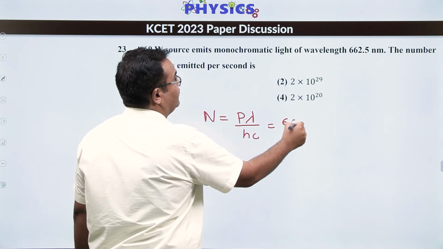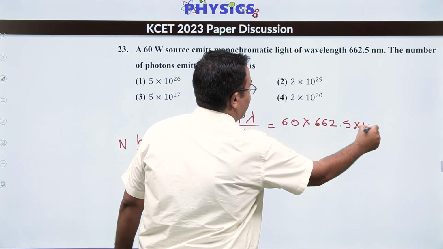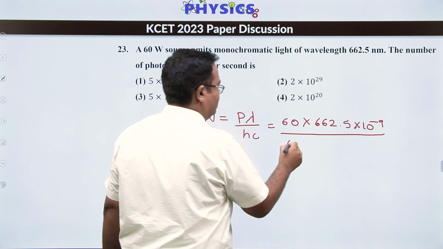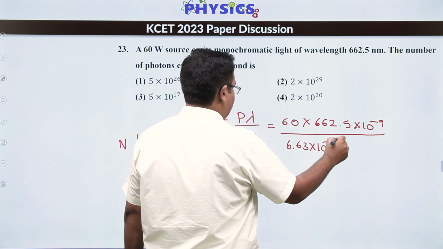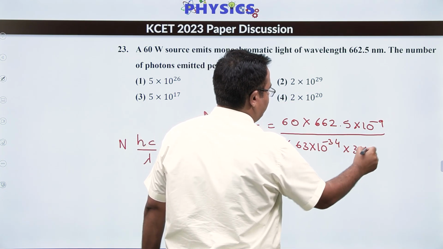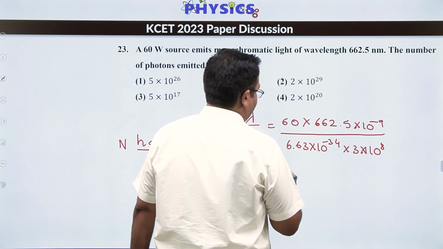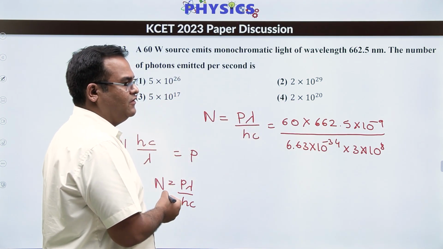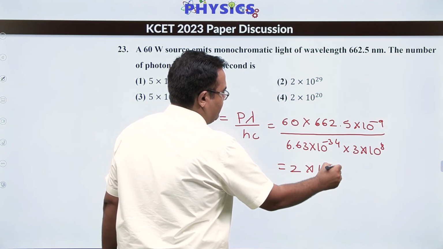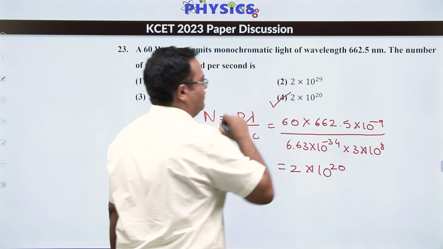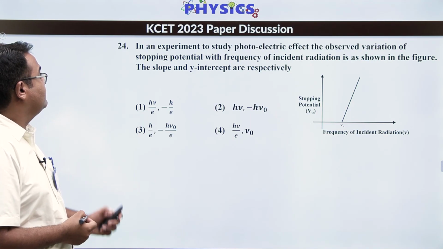Now, we have to just put in the values and we will get the answer. So, P is 60 watt, lambda is given to be 662.5 into 10 to the power minus 9, h is 6.63 into 10 to the power minus 34, and c is 3 into 10 to the power 8. Now, you can easily cancel these out, and if we just solve this, you will get the answer as 2 into 10 to the power 20. So, answer should be option 4, 2 into 10 to the power 20. Let us move to the next one.